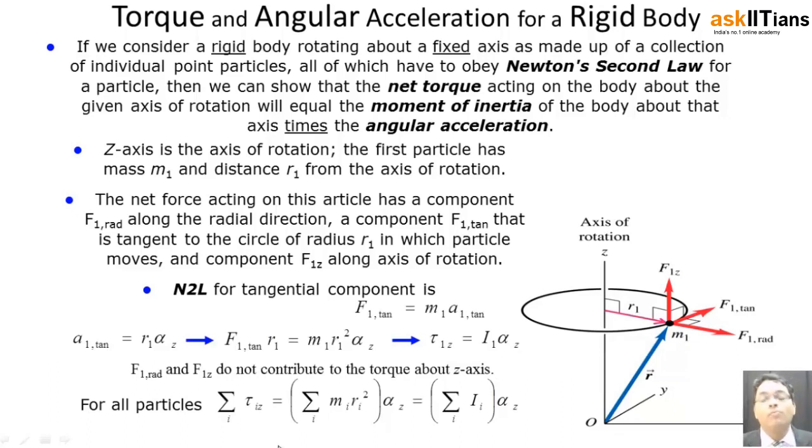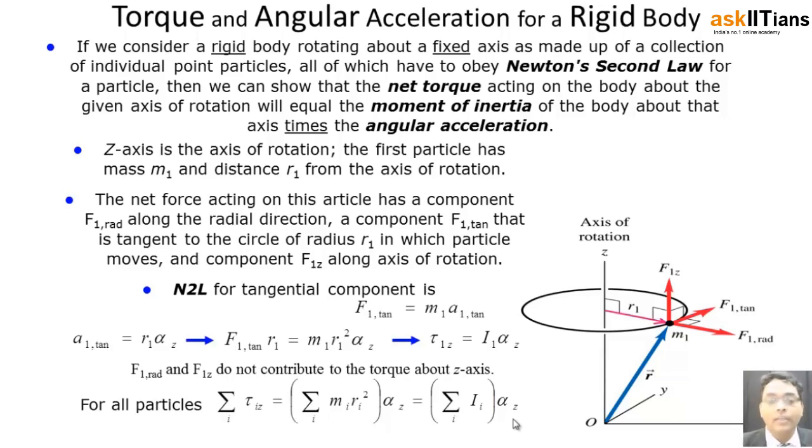If you sum up over all the masses, effectively you will be summing up mass into the radial distance squared, because every mass is kept at a unique point. So m1 r1 square, if you multiply it with the angular acceleration, gives you the net torque. So the net torque is equal to the net moment of inertia into the angular acceleration. Yeah, so that tells us about the basics of torque. So this is the introduction of torque.